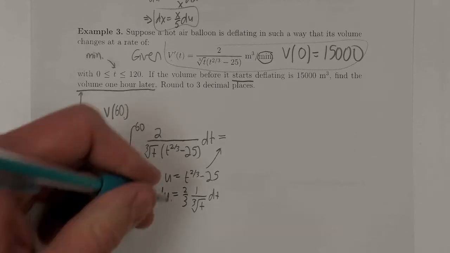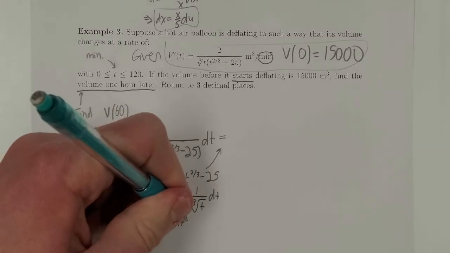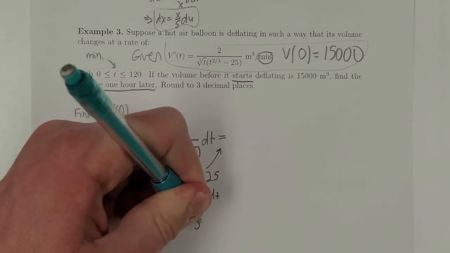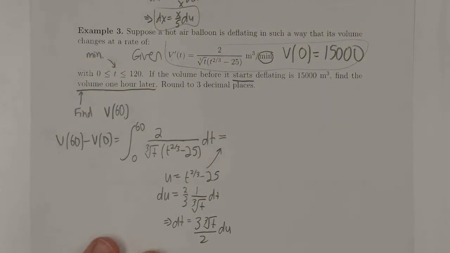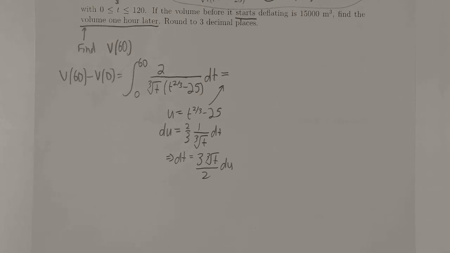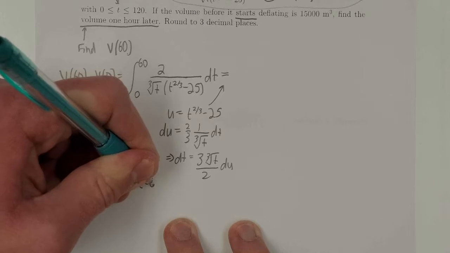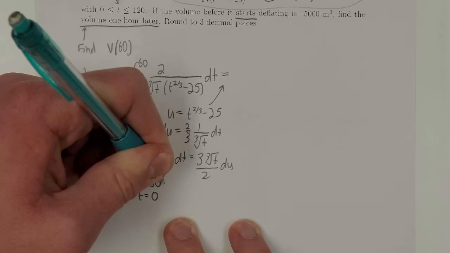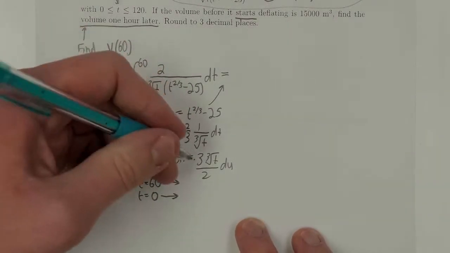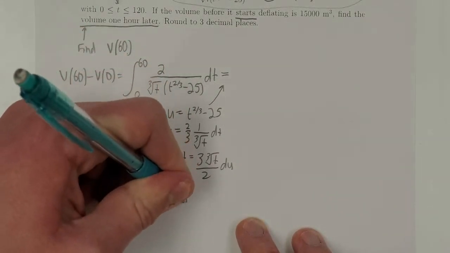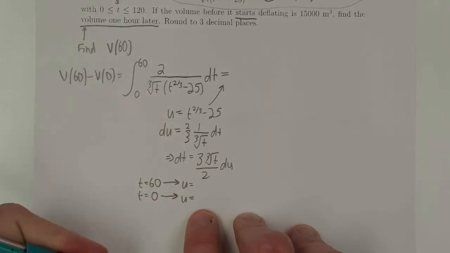Okay. So then that would imply that if you solve for dt here, then you should be able to see that this is just equal to 3 times the cube root of t over 2 du. Okay? So then as a result of this, we can also change the bounds as well. So we can have t equals 60 and t equals 0. So if we change these bounds here, then we get the corresponding u values as what? So if t equals 0, then what would the corresponding u value be?